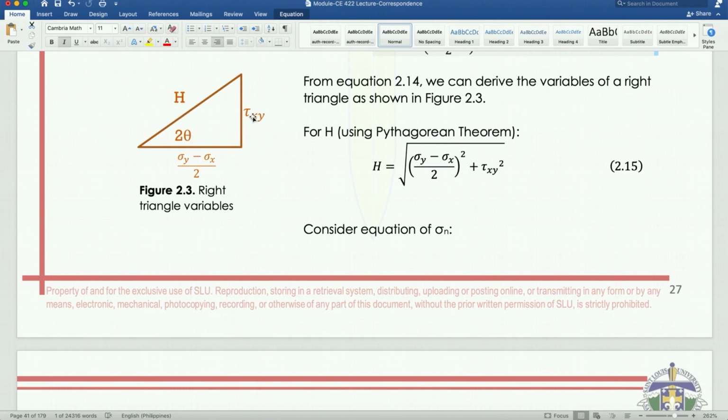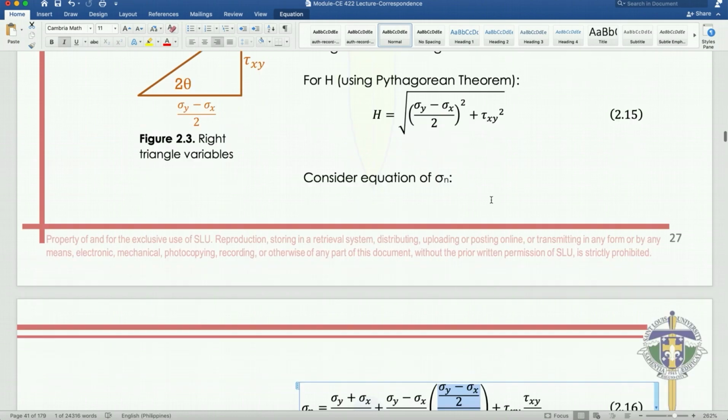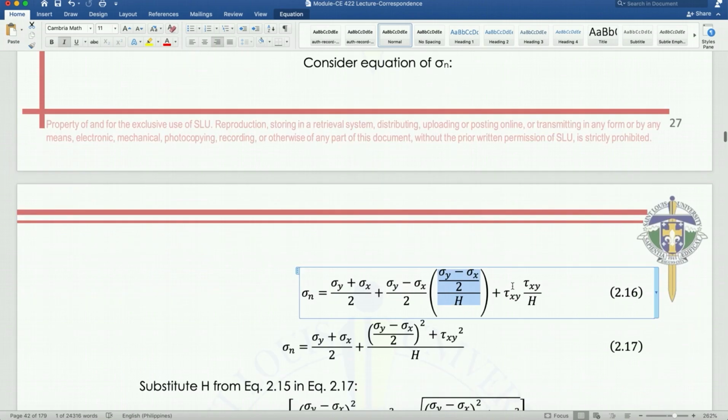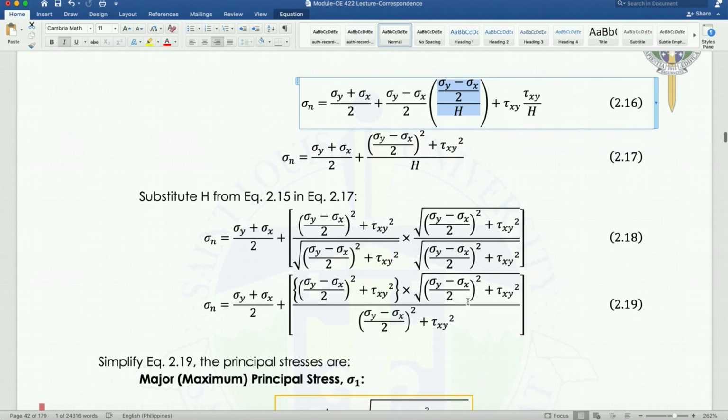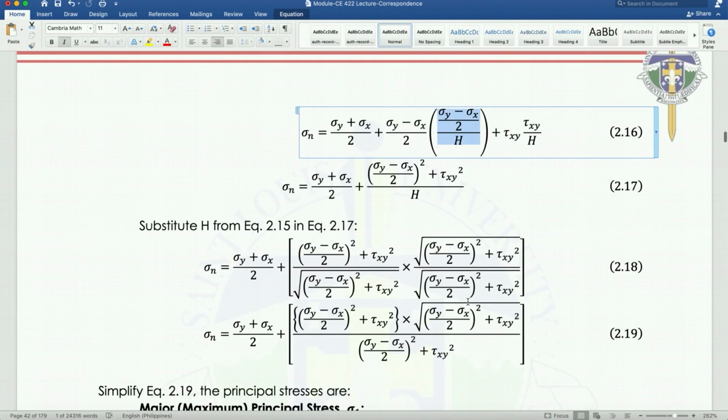Now, for the sine 2 theta is equivalent to tau xy over h. And isubstitute natin yung sine 2 theta. Okay? Later on naman din yon sa baba. Pinalitan natin, yes. Okay, so substituting the sine 2 theta here and the cosine 2 theta here, and simplifying, sigma n is equivalent to sigma y plus sigma x over 2 plus quantity sigma y minus sigma x over 2 quantity squared plus tau xy squared over h.